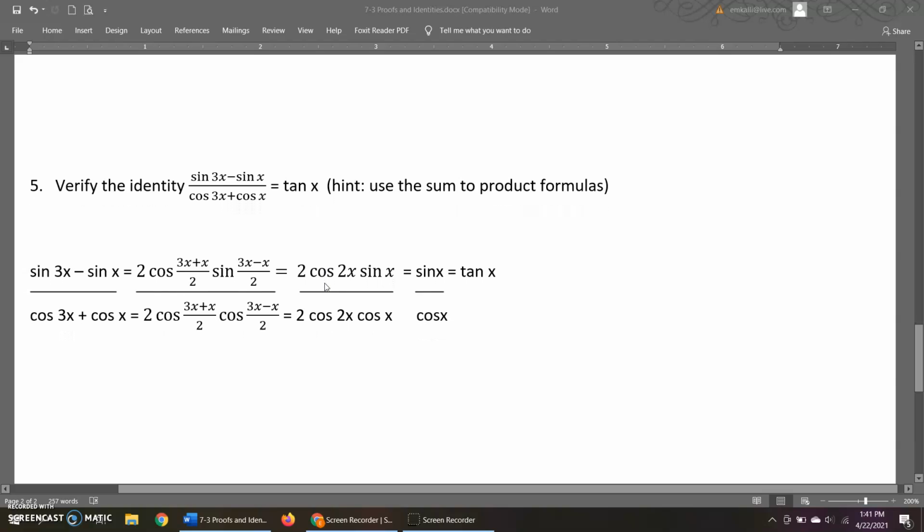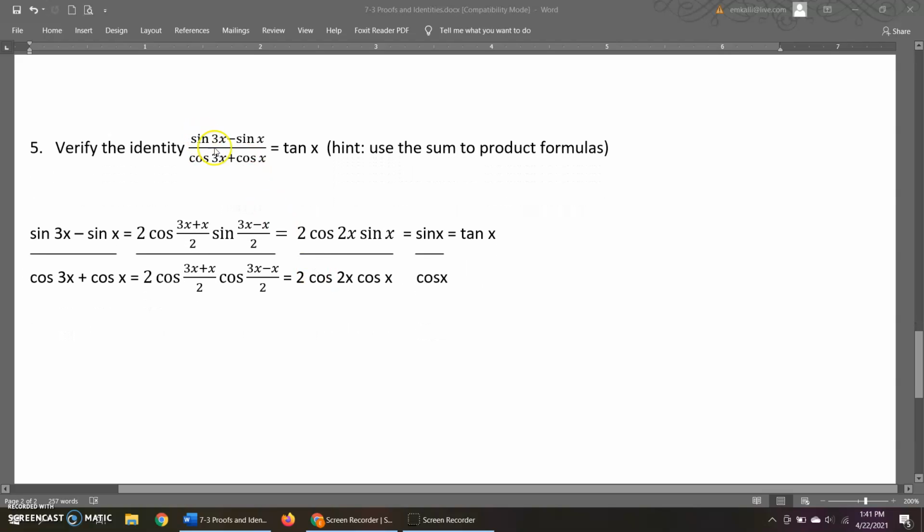They wanted us to verify another identity. So sine 3x minus sine x over cosine 3x plus cosine x. In this identity, I'm just going to use the hint, the sum to product formulas. So I'm going to replace this with the product formula that it is. So 2 cosine of (3x plus x) over 2, sine of (3x minus x) over 2. And then I simplified that. 3x plus x is 4x, divided by 2 is 2x. 3x minus x is 2x, divided by 2 is x.